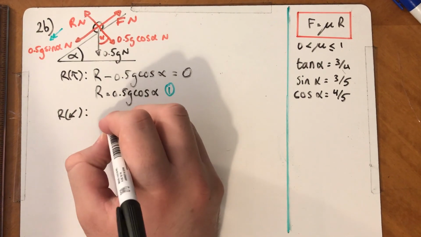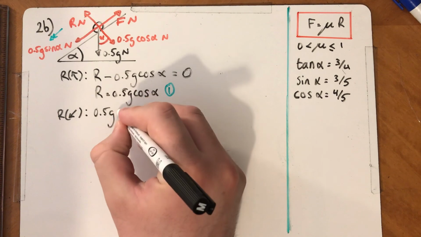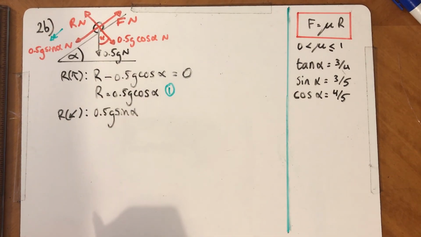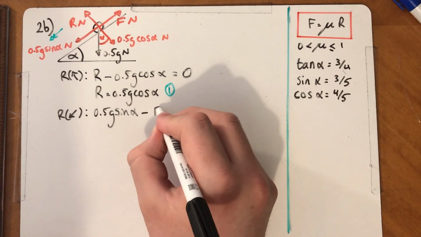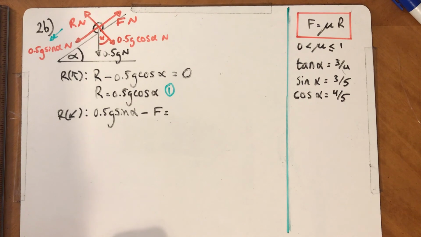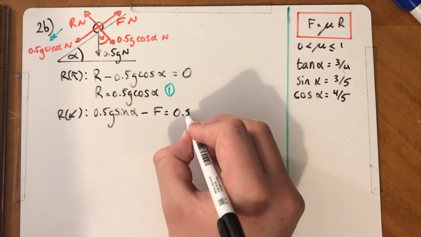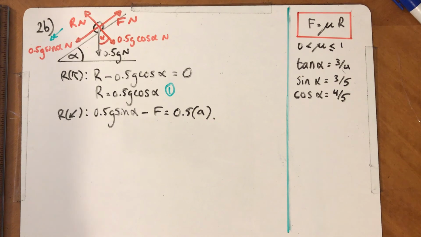So we have 0.5 g sine alpha acting down the slope minus that frictional force, which is acting up the slope, and we equate this to mass times acceleration because we're using Newton's second law of motion. We know the mass is 0.5 kilograms and we do not know the acceleration, so we just leave it as a.